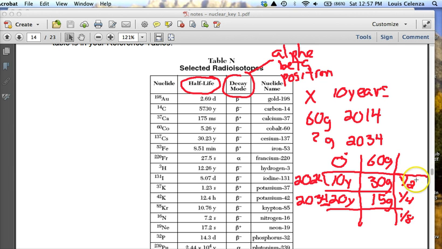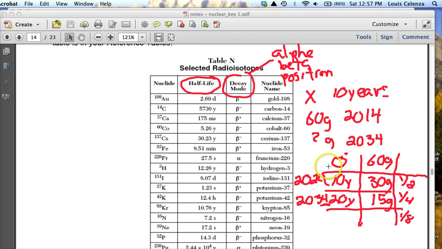Or they could ask you percentage, right? This would be 50% of my original sample. This would be 25% of my original sample. That's the most common problem they give you. If they want to be really mean, they could give you the mass at the end and ask you to work your way backwards.